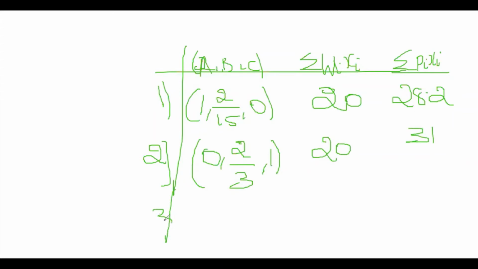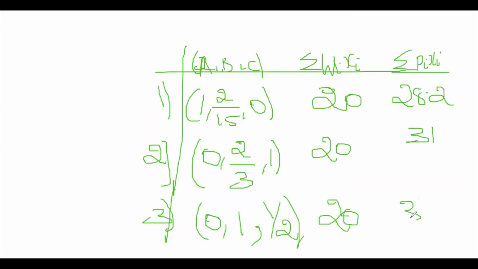What about the third one? In the third one, object A is 0. B will be the full, since it has the maximum profit by ratio, so B is full value and will be 1. Next one is 1 by 2. So what is the capacity? The capacity is 20. The profit is 31.5. So this is the answer for the given problem.